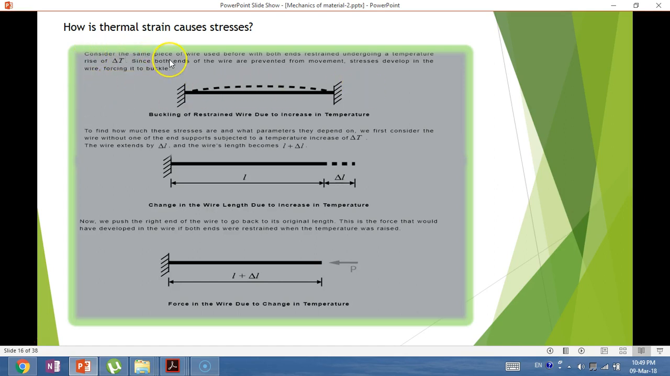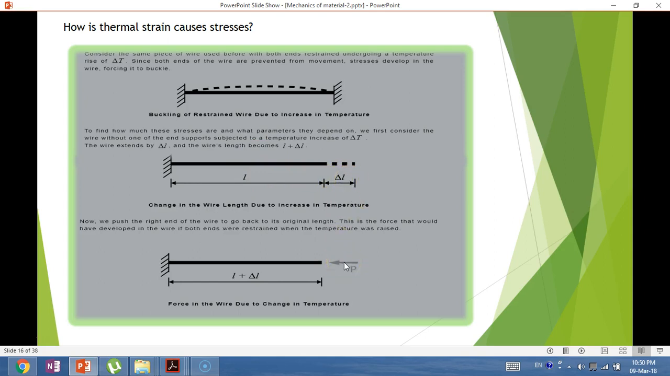We will consider the same piece of wire used before with both ends restrained, undergoing a temperature rise delta T. Since both ends of the wire are prevented from movement, stress is developed in the wire, forcing it to buckle. In order to find how much these stresses are and what parameters affect them, first we have to consider the wire without restraint, and we'll get, as we have calculated before using our equation, the amount of the expansion delta L.